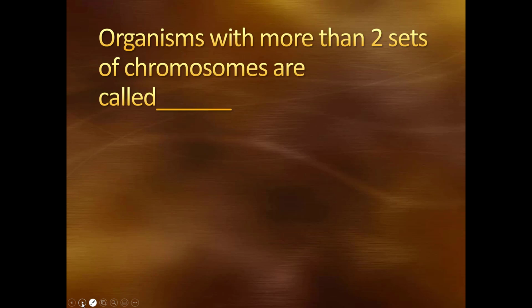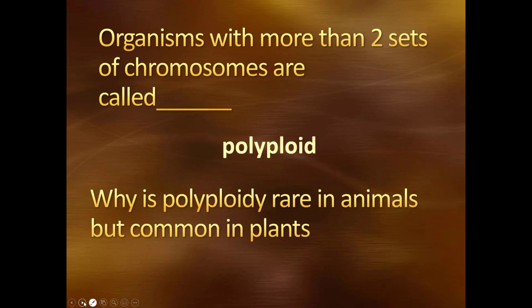If we have more than two sets, we typically refer to it as polyploid. And we can give it names. We can call them triploid or tetraploid, and we can specify how many sets they have. But typically just this general term polyploidy would be anything greater than two sets. We see polyploidy quite a bit in plants, but not very often in animals.